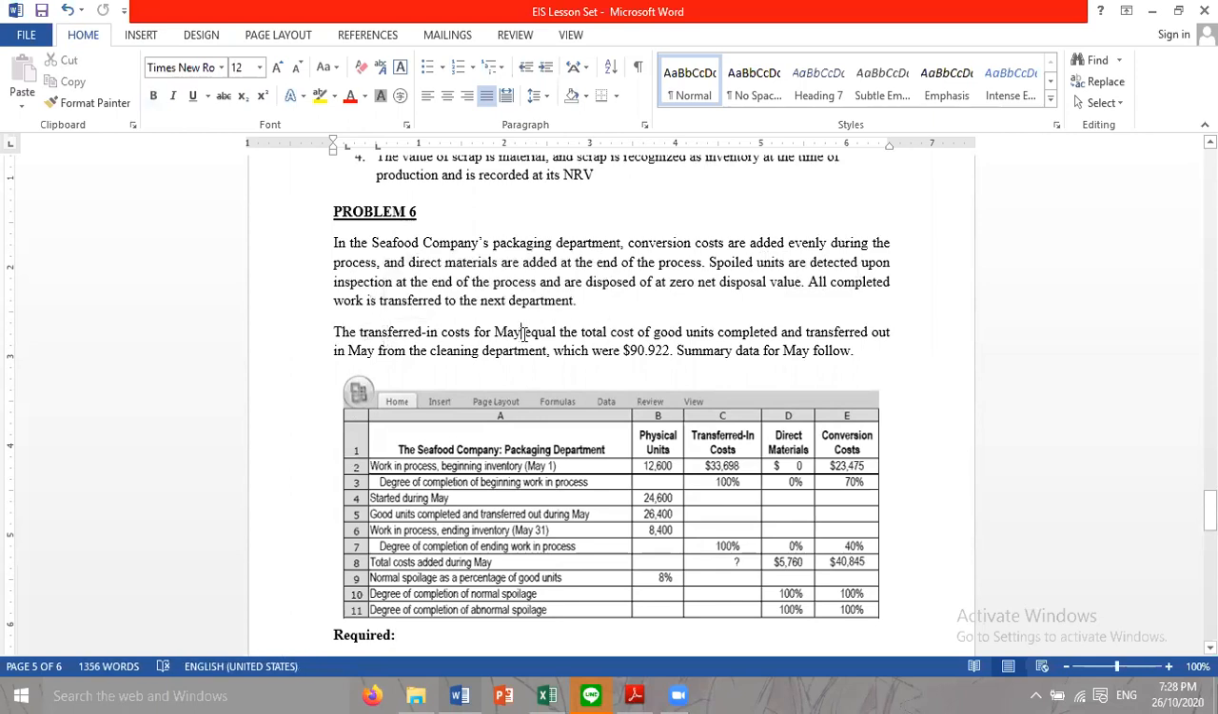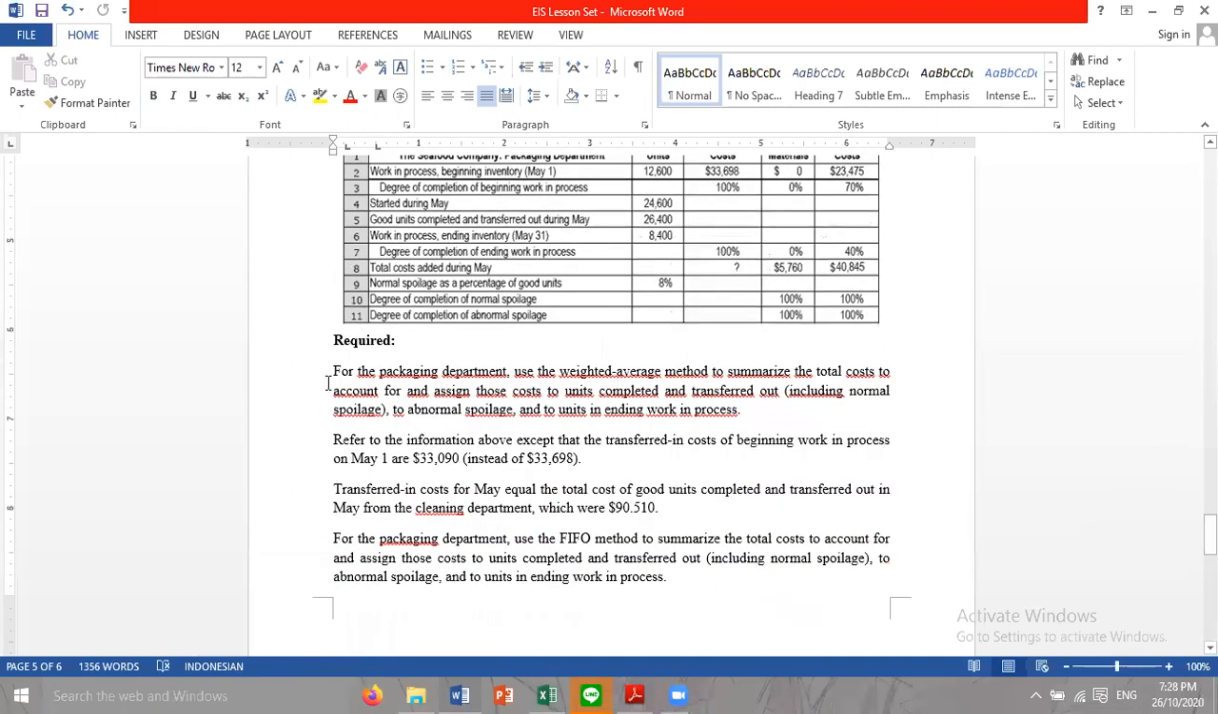The transferred-in cost for May equals the total cost of goods completed and transferred out in May from the cleaning department, which were 90,922. Summary data for May follow as follows. Okay, so required: for the packaging department, use the weighted average method to summarize total costs and assign those costs. So practically, we use the weighted average method from process costing to assign costs.